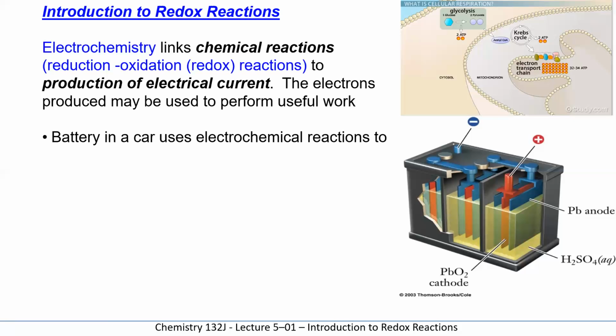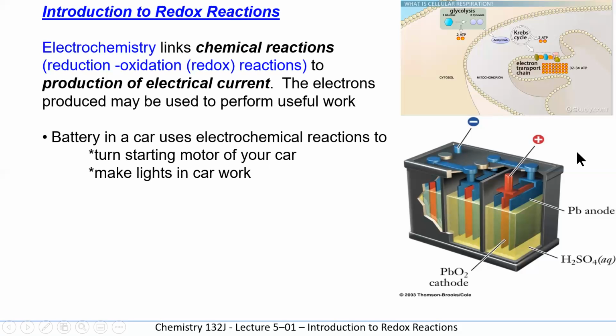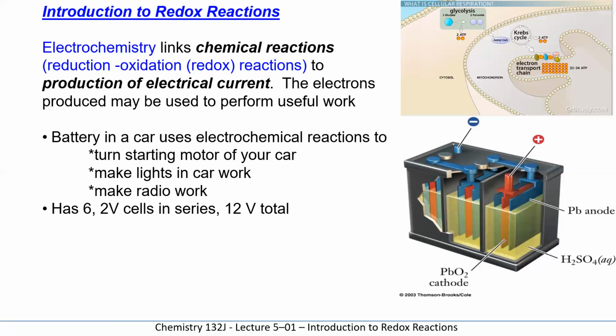So here's an example of a car battery. The car battery has two electrodes. One is lead oxide. And the electrons flow through an external circuit from the lead electrode to the lead oxide electrode. And of course, we all know how important that is to start the engine of your car, to turn your lights on, to make your radio work and your music devices.